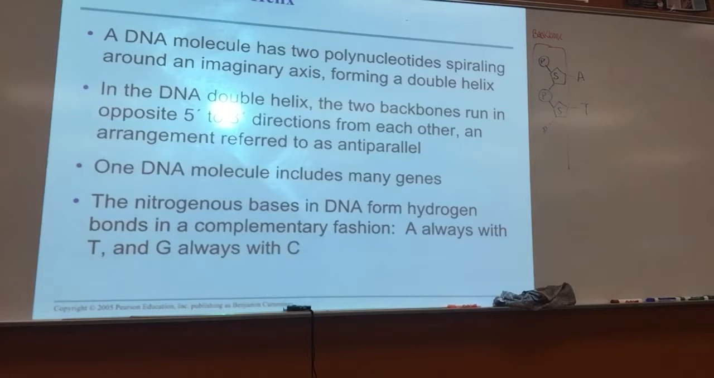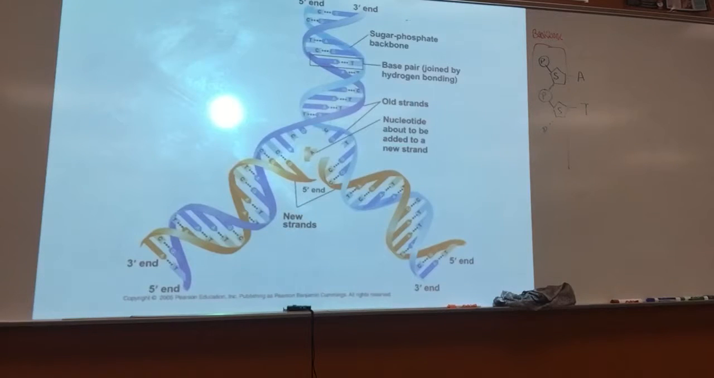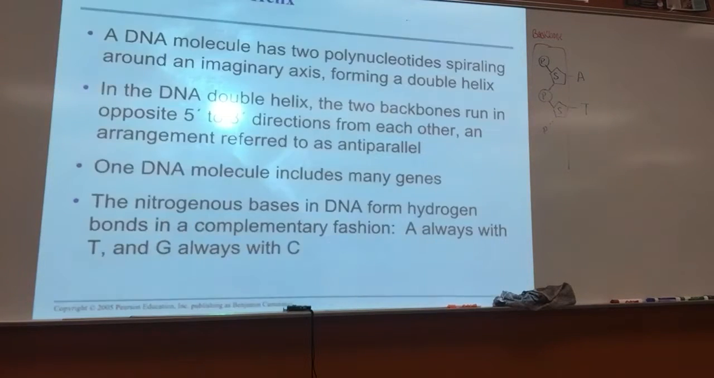So if I were to make another chain that would hydrogen bond to this, the base across here would be what? T. And the base across from a T would be an A, and so on. And that's what this picture is showing you. This is the double helix. Did I go too fast? Yeah. All right, I'll go back.